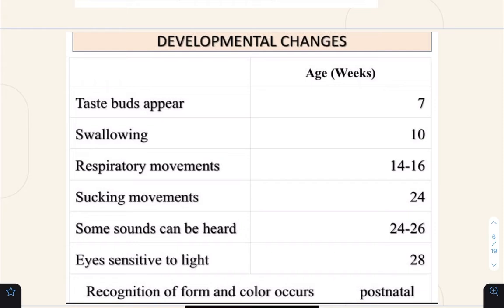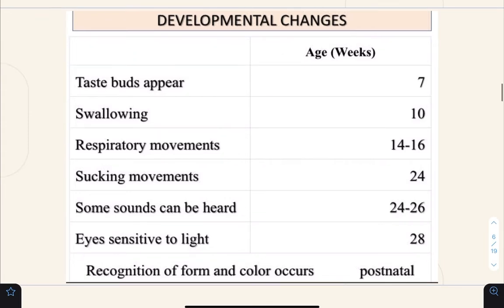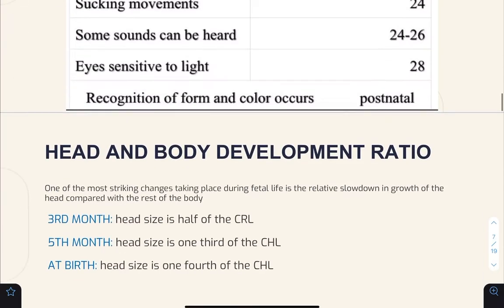First we have the taste buds. They appear at the 7th week. Swallowing will develop at the 10th. Respiratory movements from the 14th to 16th. Sucking movement 24th. Some sounds can be heard by the 24th. Eyes are sensitive to light by the 28th. وبعد الولادة, the fetus or the baby is going to recognize forms of colors.